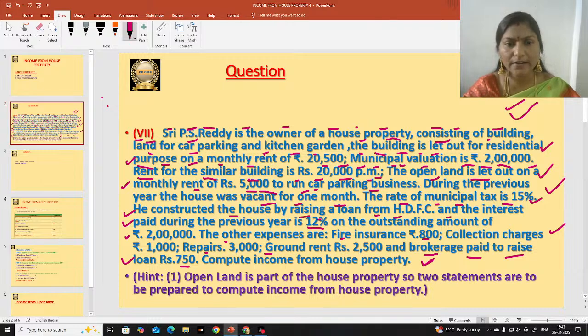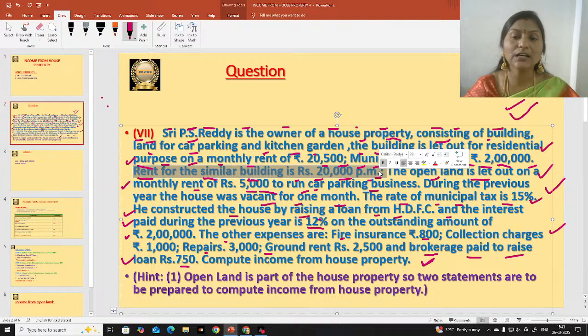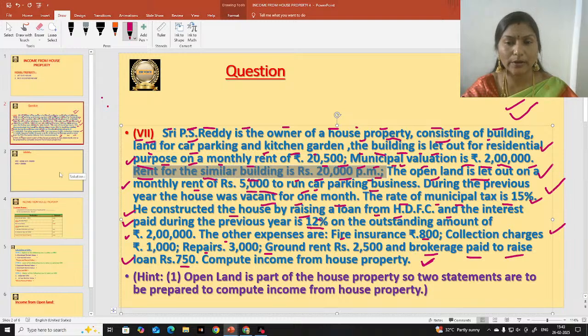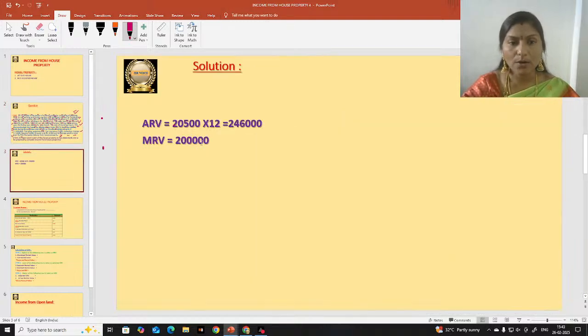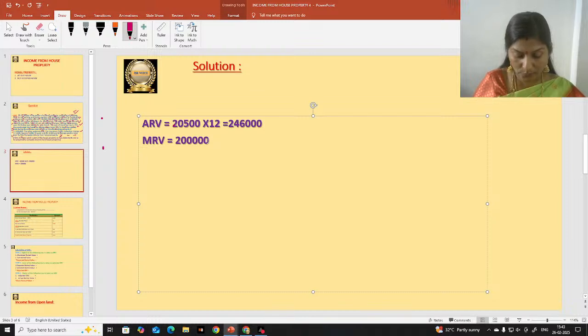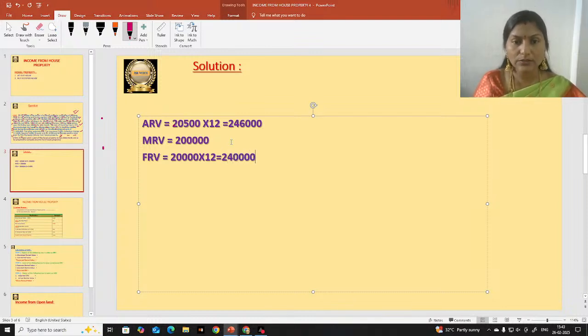Next one is what? Rent of a similar building. Rent of a similar building is 20,000 per month. So rent of a similar building means it is FRV, fair rental value. Let us go and record that also. But here that is given for 1 month, so we should take it for 1 year. FRV is equal to 20,000 into 12. So how much will we get? We get 2,40,000. Okay, so that is FRV.